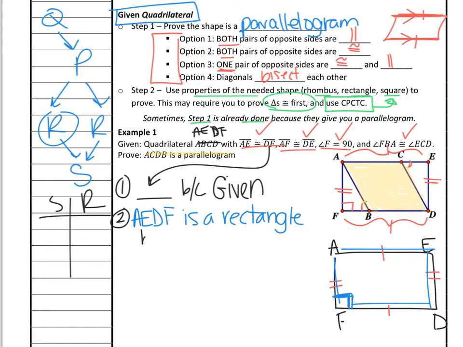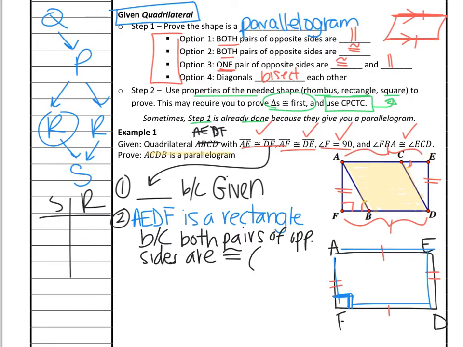And then we've got our because, and I'm going to say that it's because both pairs of opposite sides are congruent. And in parentheses, I'm just going to write parallelogram because that's what it would turn it into if we just had that fact. And there is one right angle.